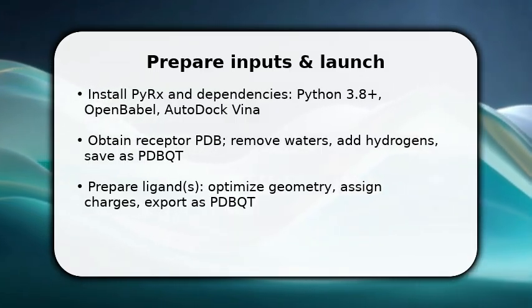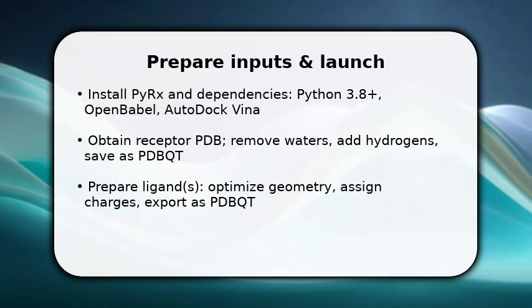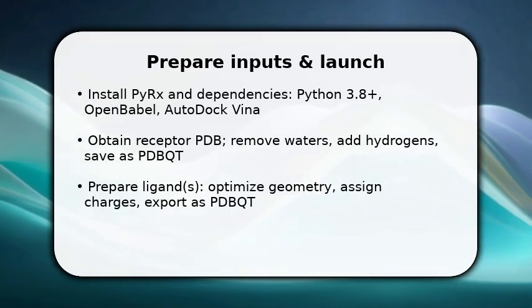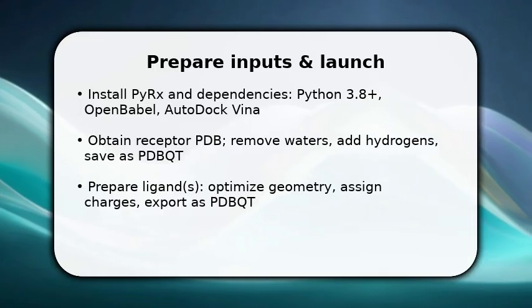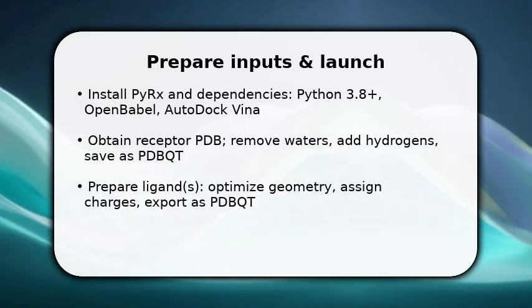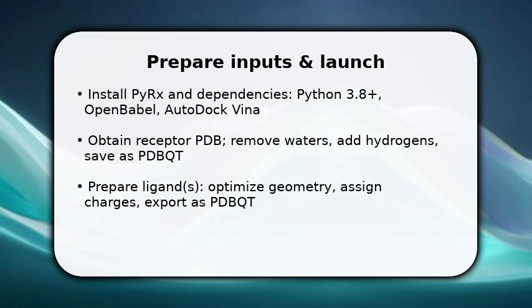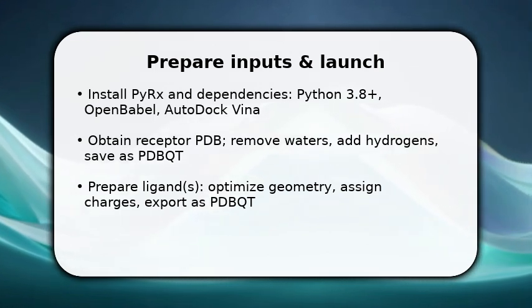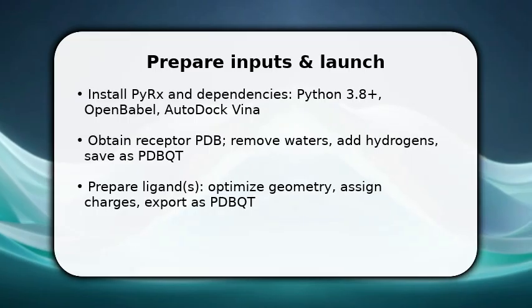Next, import ligands, run a quick geometry optimization with Open Babel tools inside PyRx, and export each as PDBQT. Once done, group ligands in the ligand library and verify rotatable bonds. This sets the stage for accurate docking.